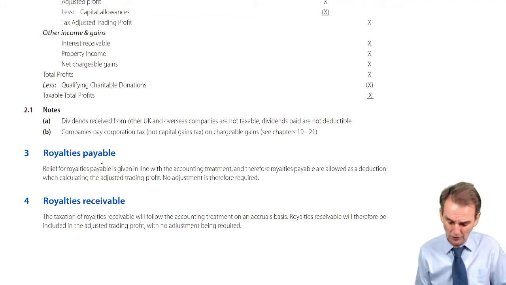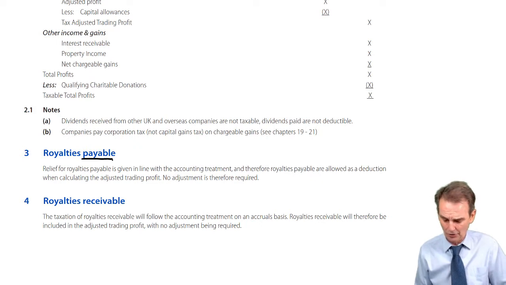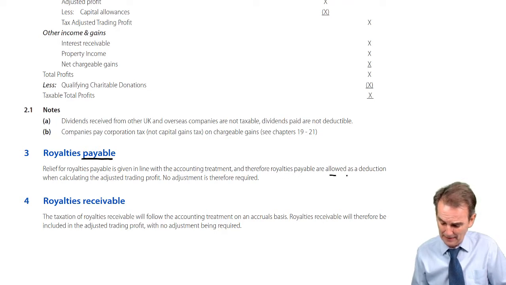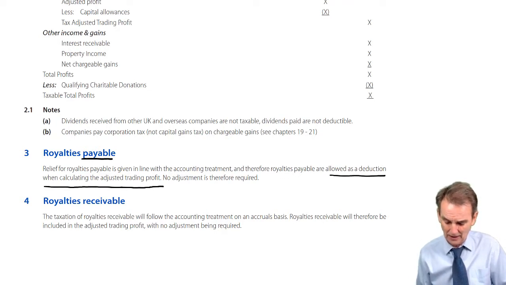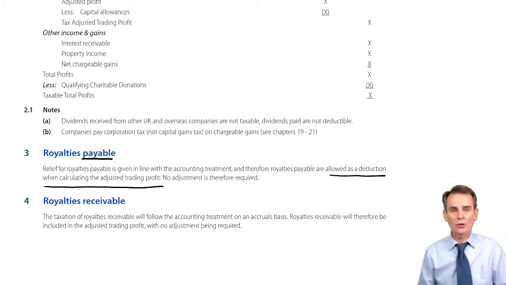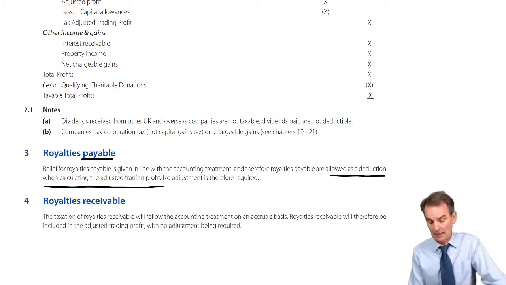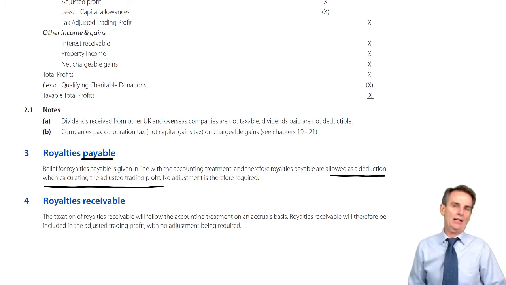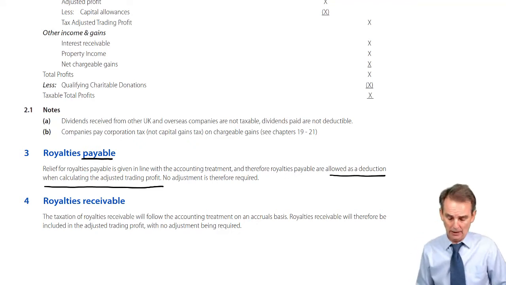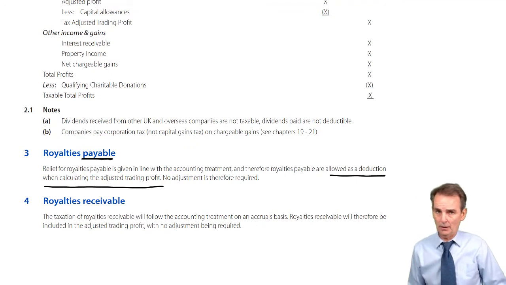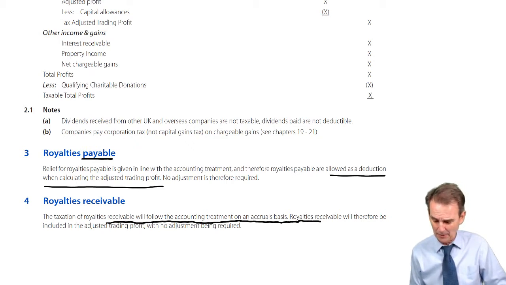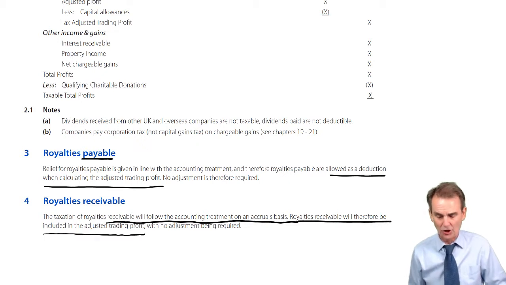So if you've got royalties payable, again on an accruals basis, we give relief in line with the accounting treatment, and therefore they'd be allowed as a deduction when calculating the adjusted trading profit. So whatever has gone through the accounts as debited as the royalty payable is allowable for taxation. We wouldn't therefore need to add it back in deriving the tax adjusted trading profit. It's an allowable trading expense. Royalties receivable, if we're lucky enough to own that patent, for example, are taxed again following the accounting treatment, on an accruals basis, and will be included within the adjusted trading profit.